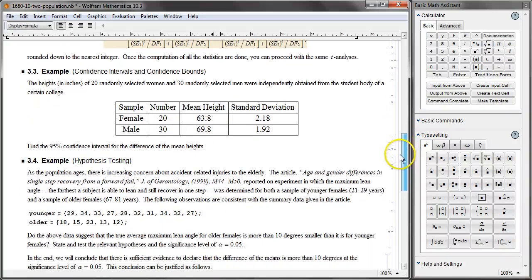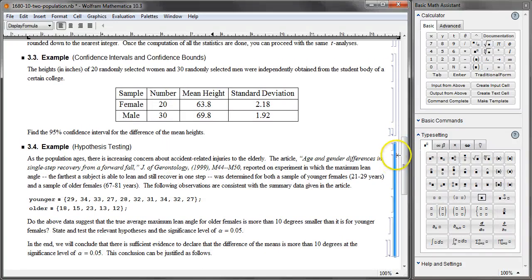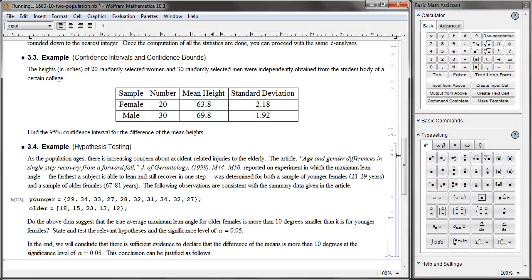Okay, next let's go over to a hypothesis testing example. And it kind of goes like this. Age and gender difference in single-step recovery. Older people are less agile, so if they lean too much, they cannot recover, so they have to take a step. And younger women, in this case, are more agile, so as you can see, you have bigger figures. Older women have these figures. Those are measured in degrees.